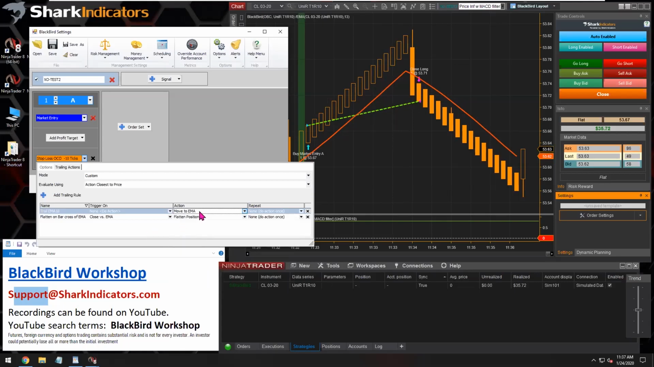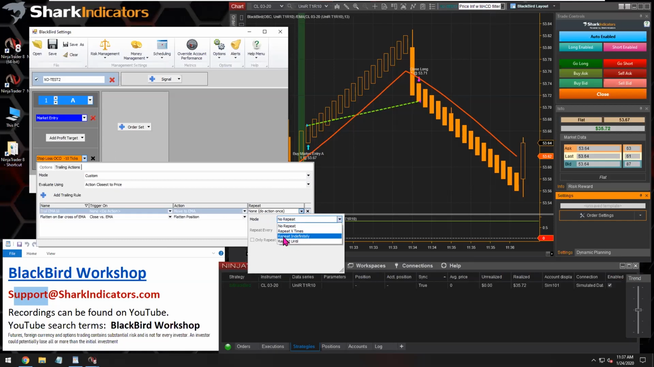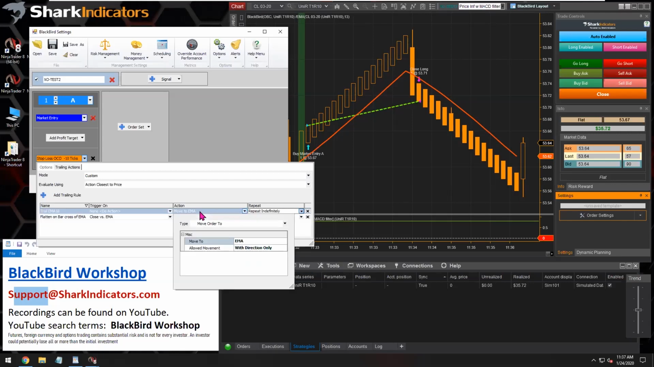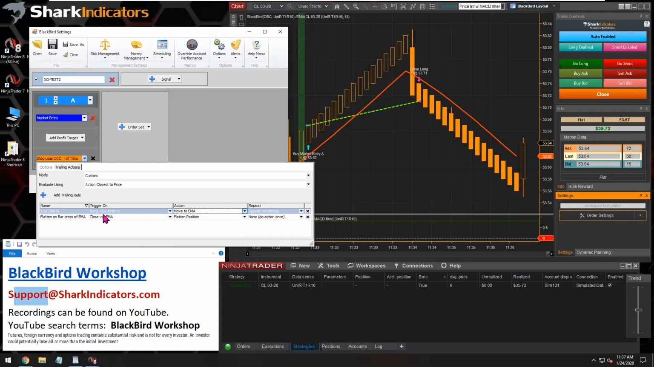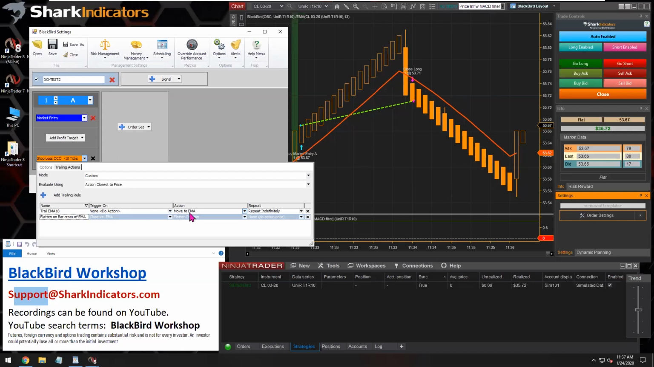And then the last thing: when your stop loss is trailing an indicator, you're almost always going to want the repeat to be indefinitely. I'd say 99% of the time you're going to want repeat set to indefinitely, like so. And so that's it. There's no trigger. We're just going to start trailing that EMA immediately, and repeat is set to indefinitely.